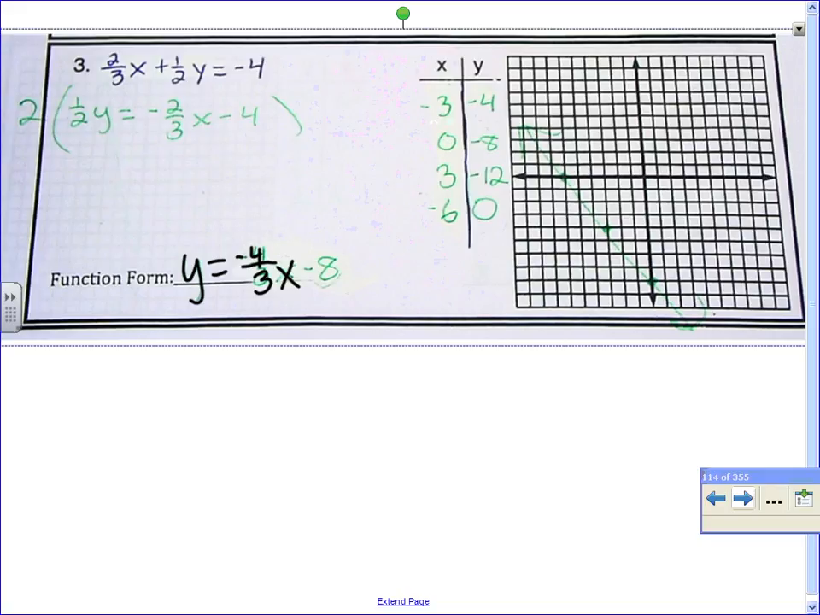Matt, do you want to look at that? If you don't see what you did wrong, I will go over it. Table values, I use -3, -4, 0, -8, 3, -12, -6, 0. So basically, Matt, the first thing you can do is multiply everything by 6 first. You did? Okay, so let me do it your way here. Okay, so Matt, after you multiply everything by 6, tell me what you got.